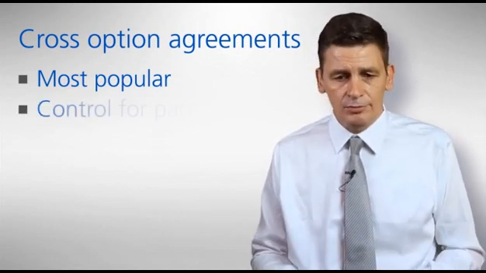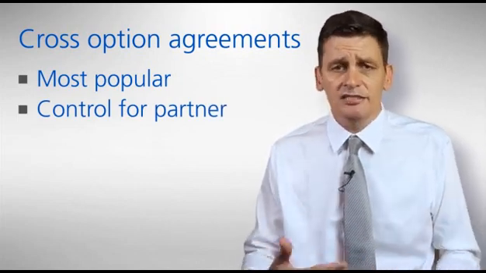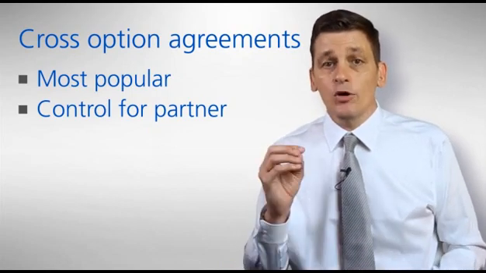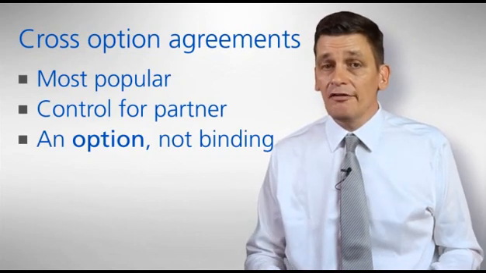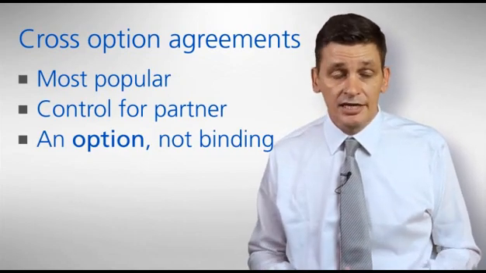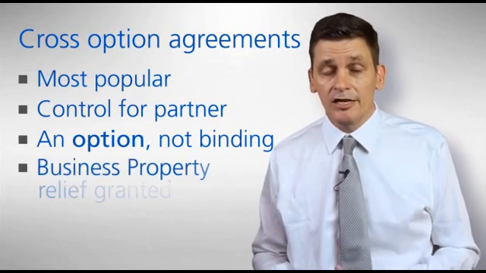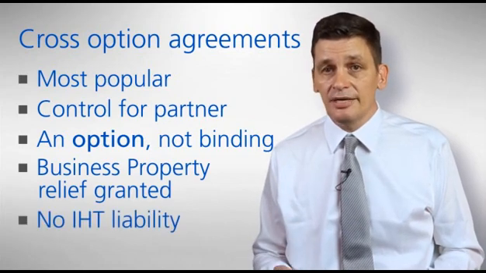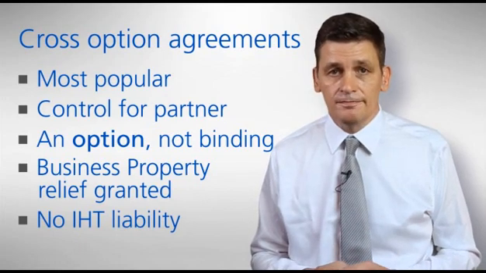So it's great from the partner's point of view because they've got control. That interest in the partnership isn't going to perhaps pass to the hands of the competition. But vitally importantly, it's an option. So if no one exercises the option, nothing happens. Therefore, according to the HMRC, that's not a binding contract, which means business property relief will be granted, which means there will be no inheritance tax liability. Very simply, that is partnership protection.